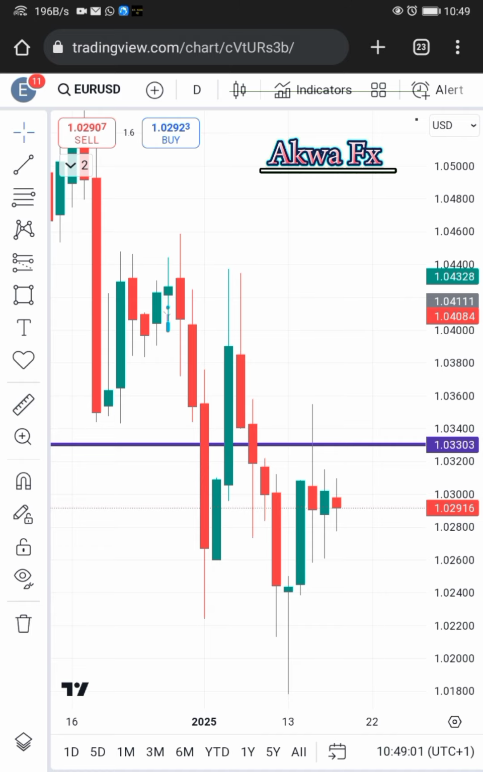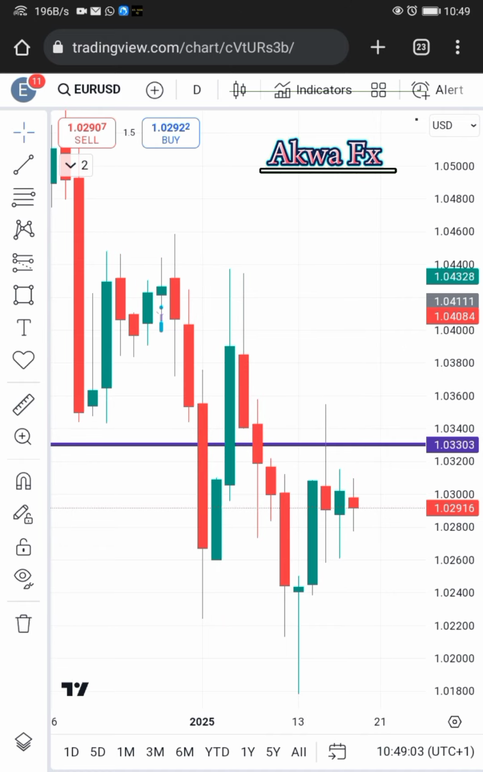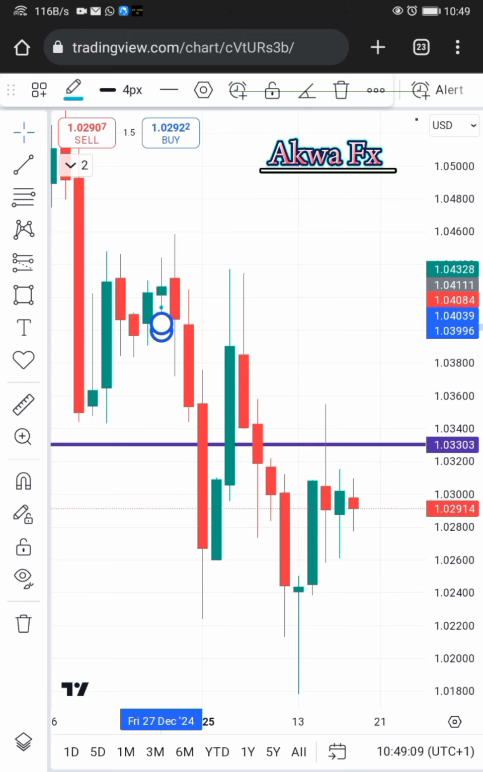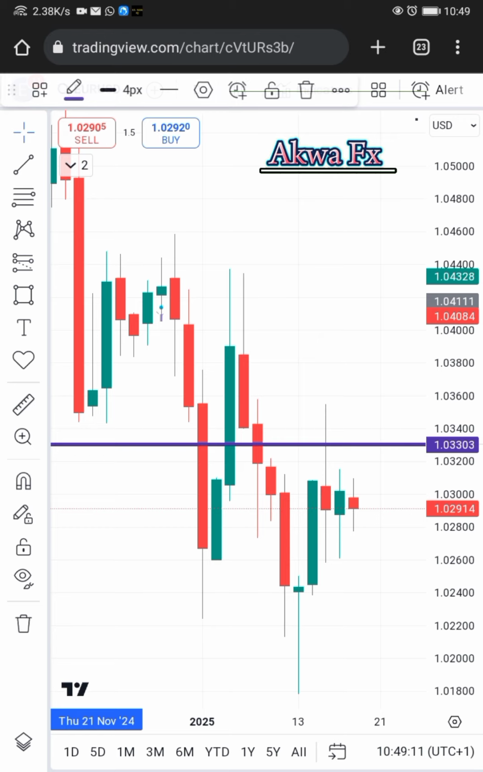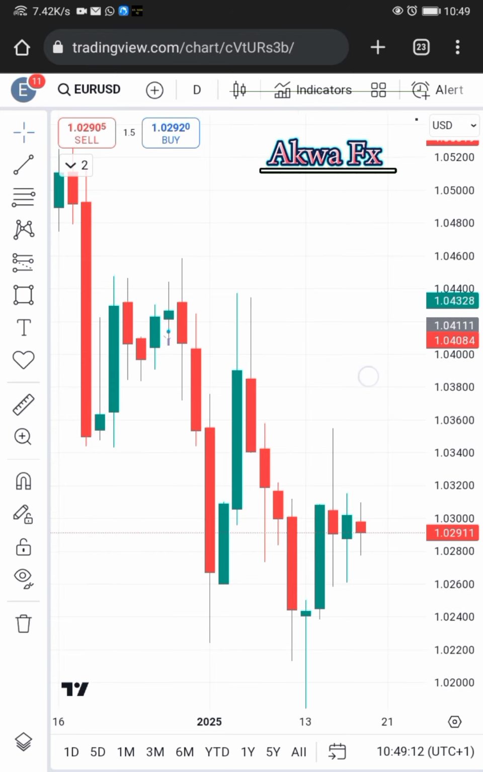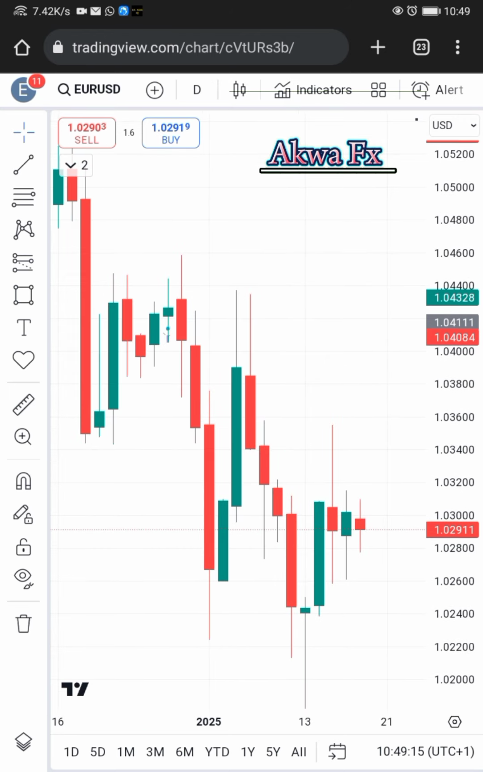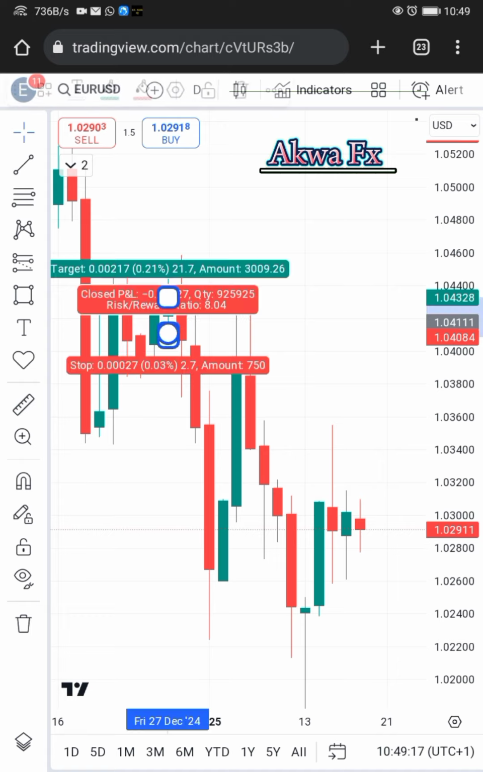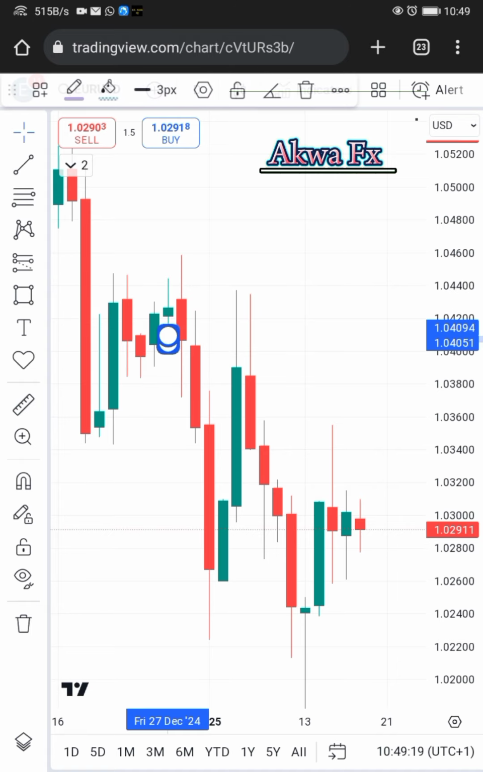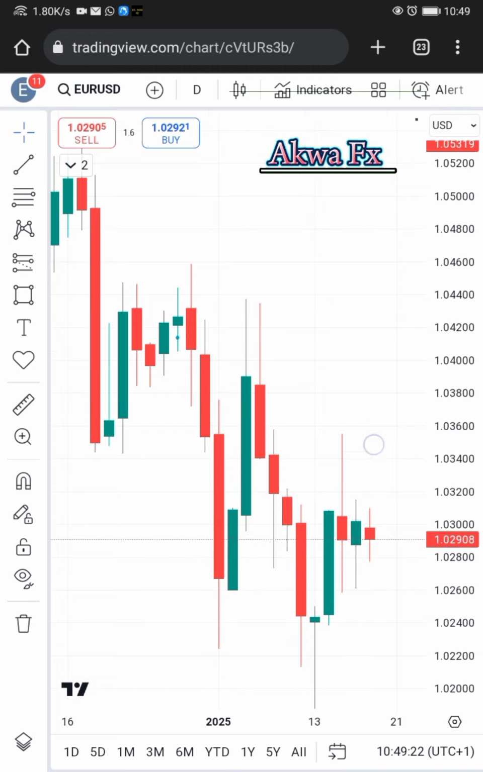So this is what we are looking at. Let us go with the bearish trend right here. I'm using EUR/USD. You can use any forex chart. It works. Just implement what you are seeing.